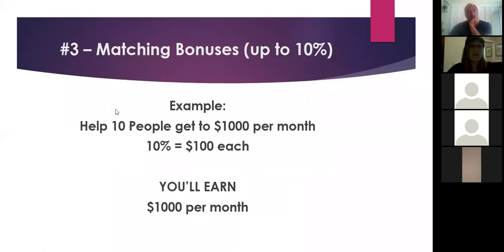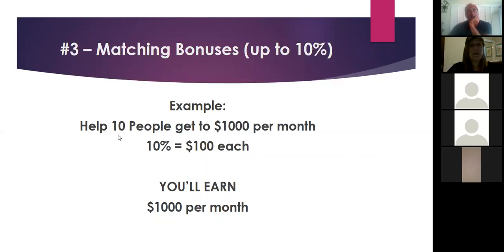So let's say you sponsor 10 people and you get them all earning $1,000 a month in the binary. They're all earning $1,000 a month in the binary. You're making 10%, $100 per person. You're earning $1,000 per month in check matching bonus. So think about that. $1,000 per month.